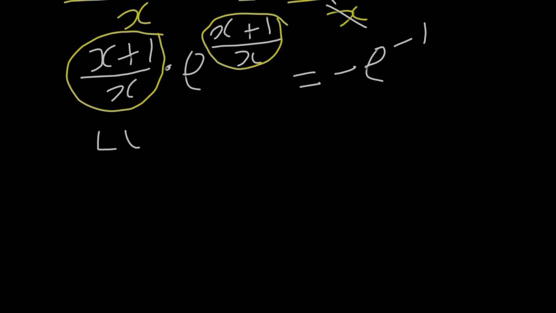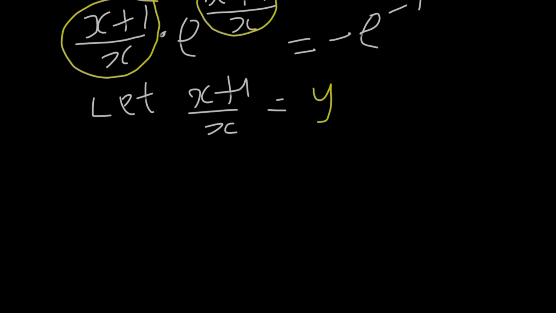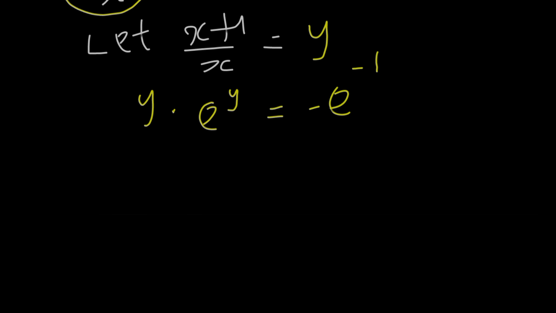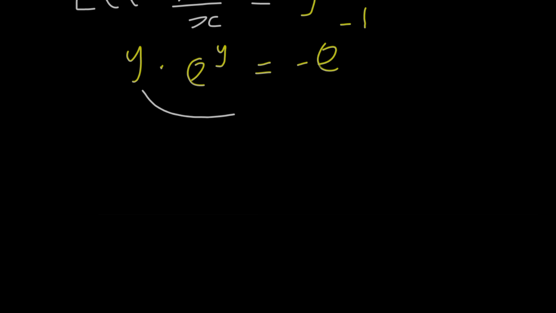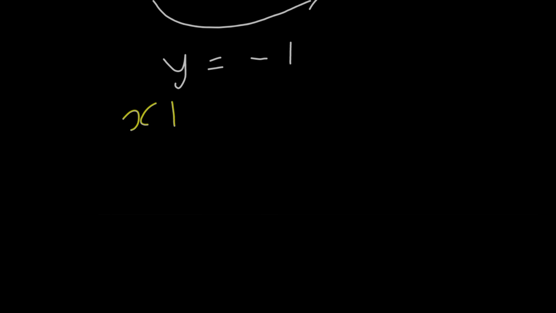We can say let (x plus 1) over x equals y. Therefore, instead of (x plus 1) over x, we'll be writing y. So we have y times e to the power of y equals minus e to the power of minus 1. So by studying this equation, we can see, therefore, that y equals minus 1, because we can as well place a coefficient of 1 here. So therefore, don't forget (x plus 1) over x equals minus 1.